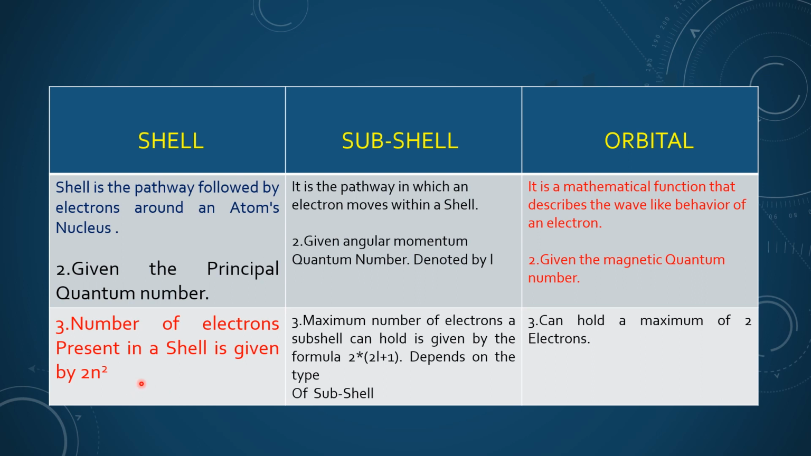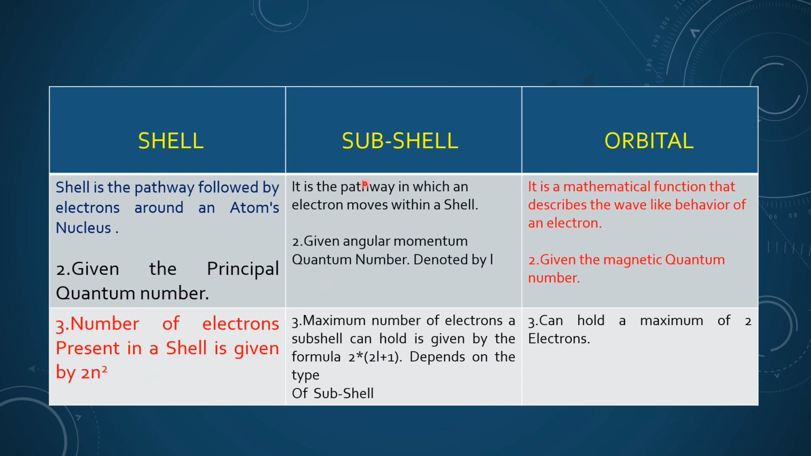For example, if you want to know how many electrons are present in the first shell, that is K shell, n is equal to 1. 2 into 1 square, that is 2 only. In the second shell, 2 into 2 square, that is 8. In the third shell, 2 into 3 square, 18. In the fourth shell, 2 into 16, that is 32 electrons. K, L, M, N, and so on. So the maximum number of electrons present in a shell is given by the formula 2n square.